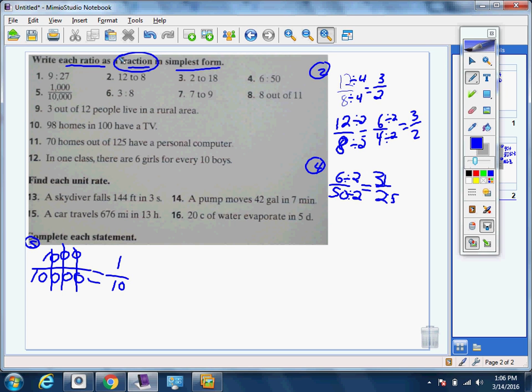Then you didn't divide it small enough, because it can keep getting smaller to the point that it's 1 over 10. Because you divided it by 2, which is correct, which gave you 500 over 1,000. But then you could have divided that by 2, which would have given you 250 over 500, which you could have divided again by 2 or by 5 till you got down to 1 over 10, which was your final answer.